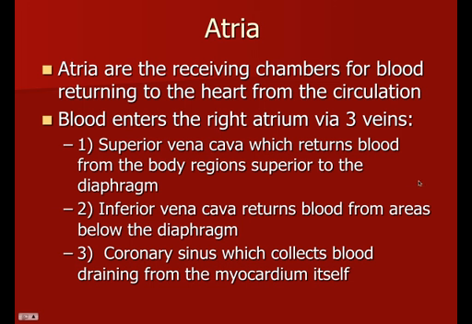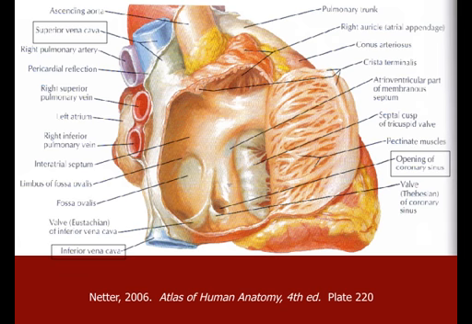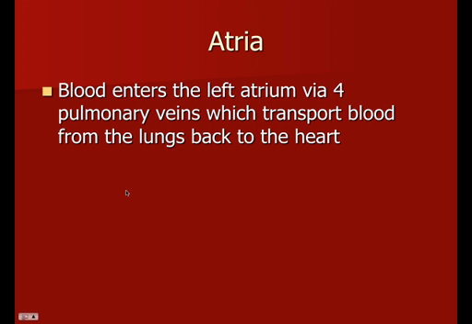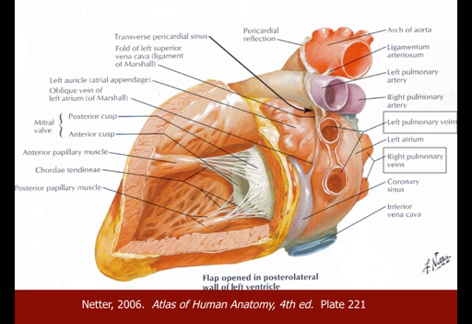Okay, so the atria are the receiving chambers for blood returning to the heart from the circulation. Blood enters the right atrium via 3 veins, the superior vena cava, the inferior vena cava, and the coronary sinus. Right, and there they are. And blood enters the left atrium via 4 pulmonary veins, which transport blood from the lungs back to the heart. And there they are.